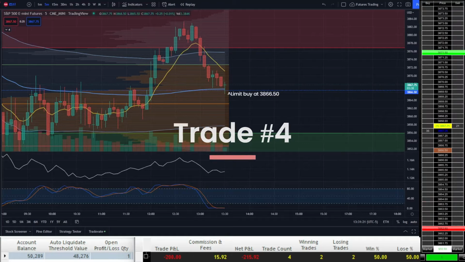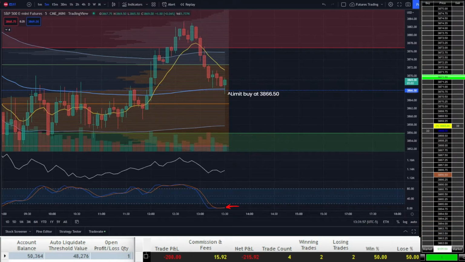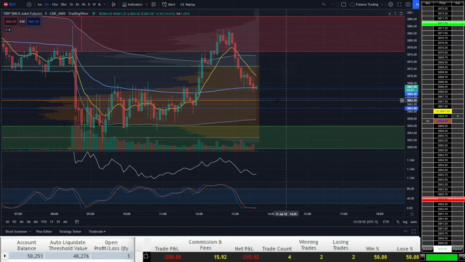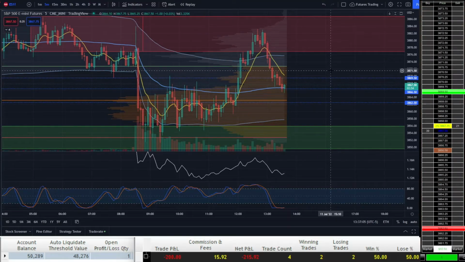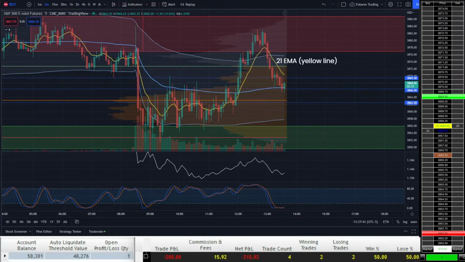I went long at VWAP since stochastic RSI was oversold, and I wanted to play a bounce off of VWAP. I knew this was a little risky, so I decided to lower my take profit level as I expected the 21 EMA to act as resistance, and this ended up happening.